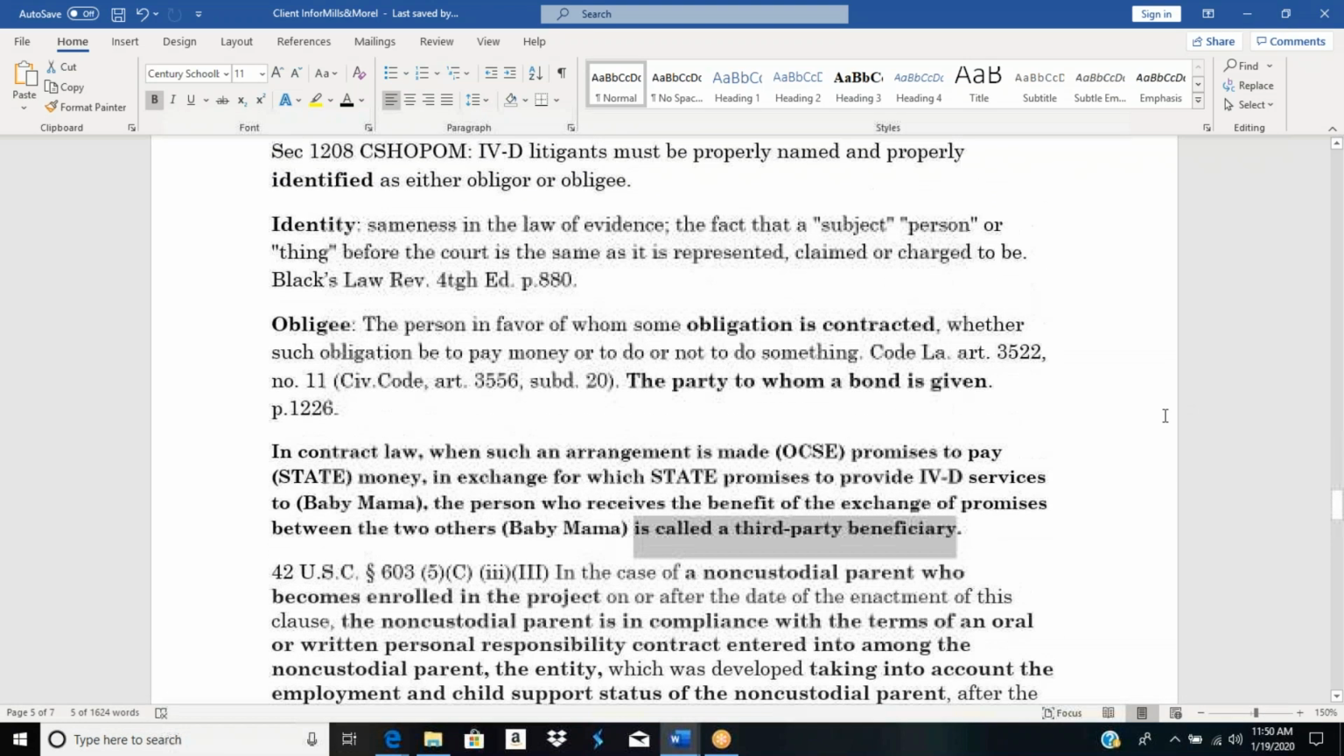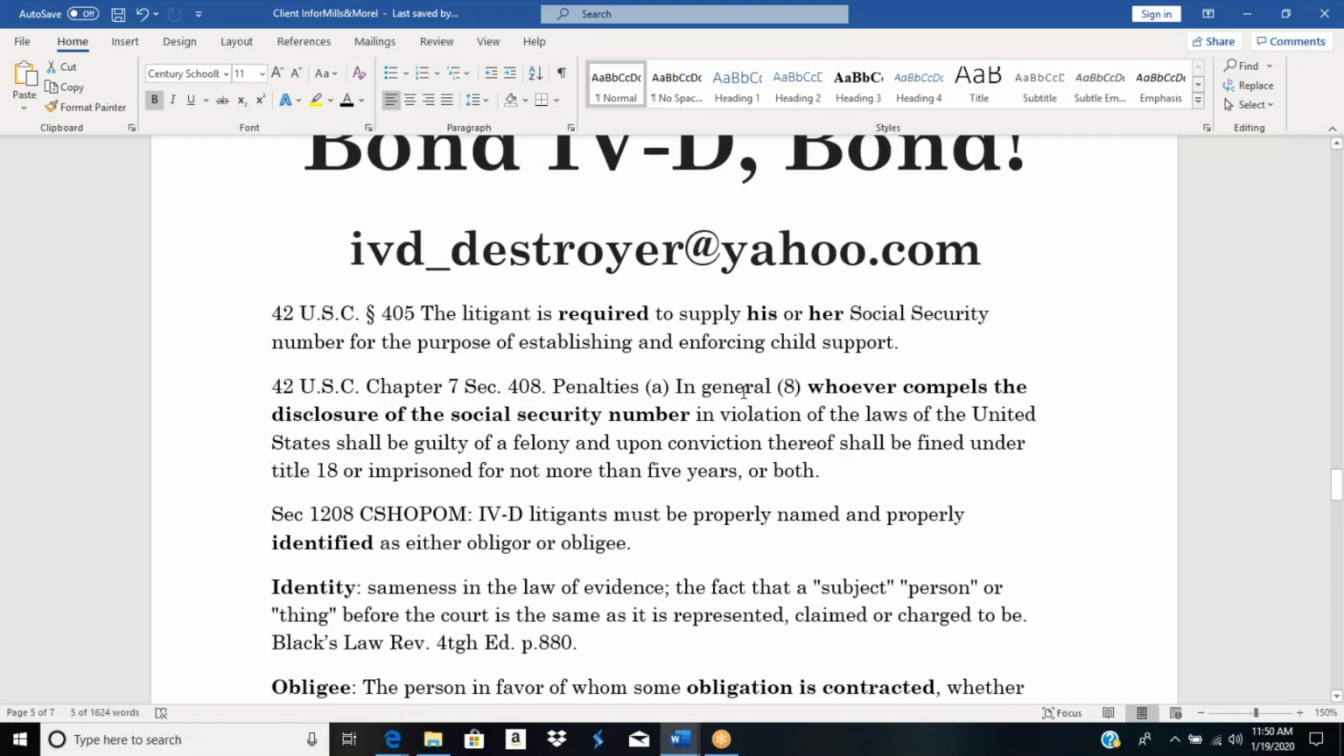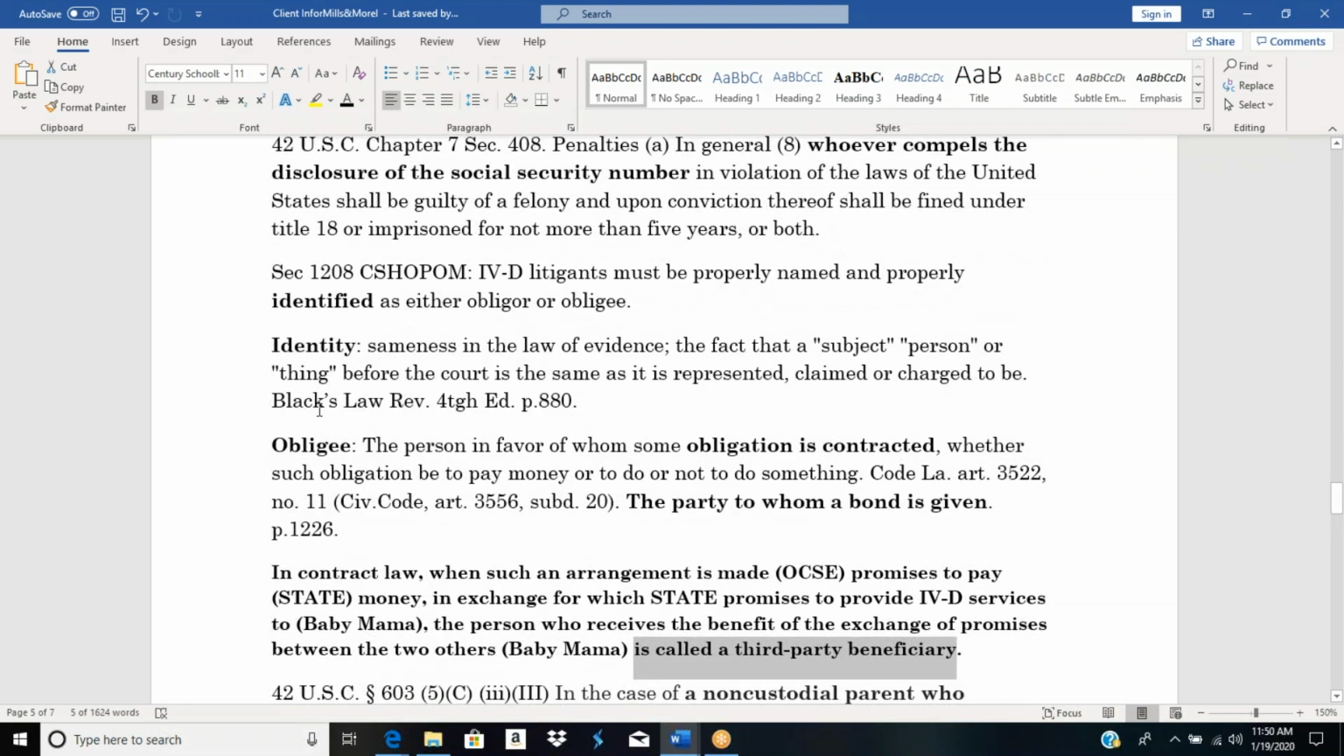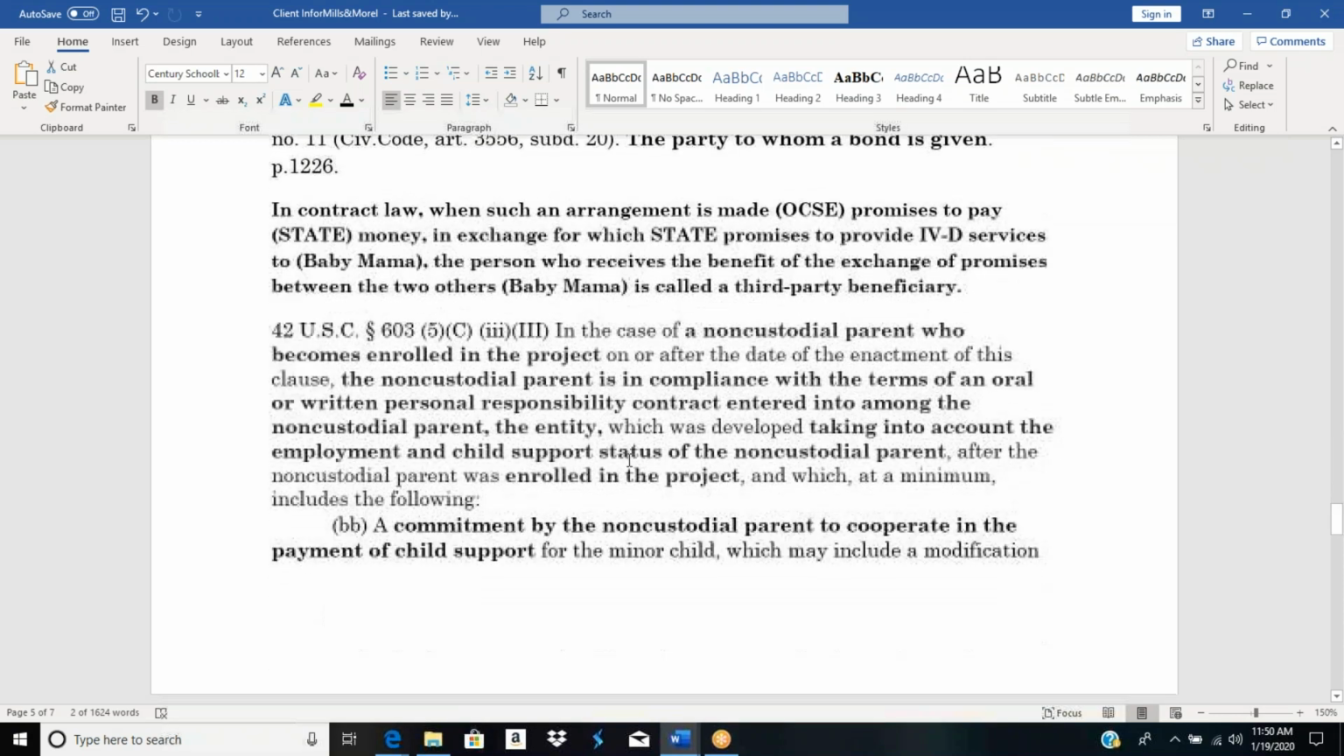Okay, now as far as the obligor is concerned, where'd it go? Oh, here it is. Or excuse me, obligee, the person in favor of whom some obligation is contracted. So this obligation is contracted. We're gonna see the word obligation again. All right. And here's the contract: 42 USC subsection 603, 5C little i 3.